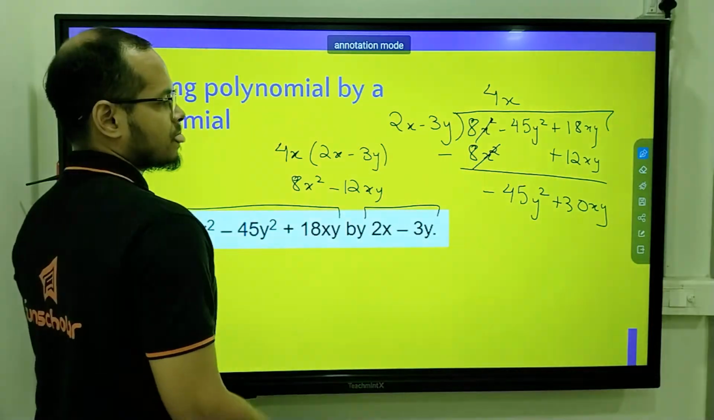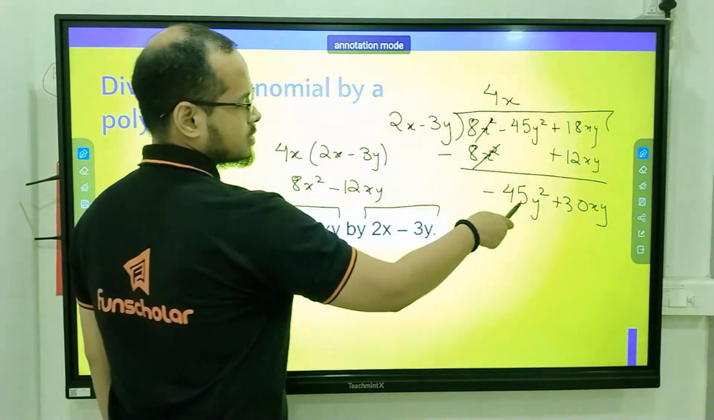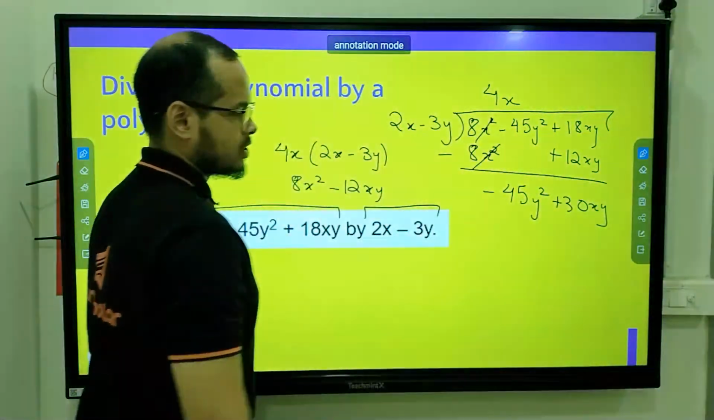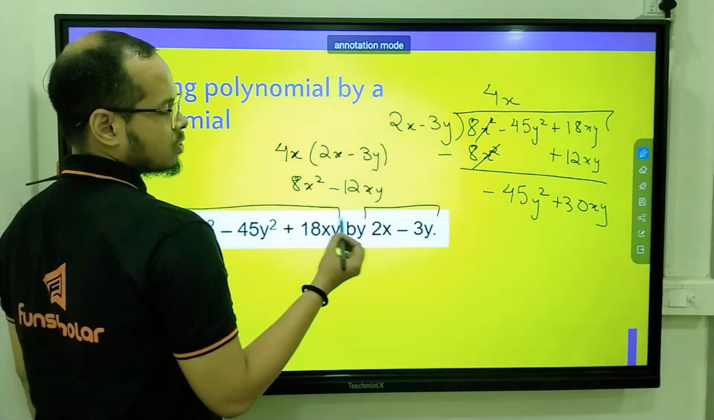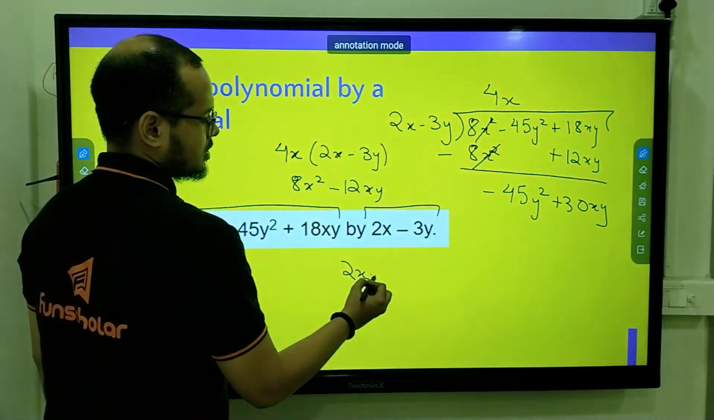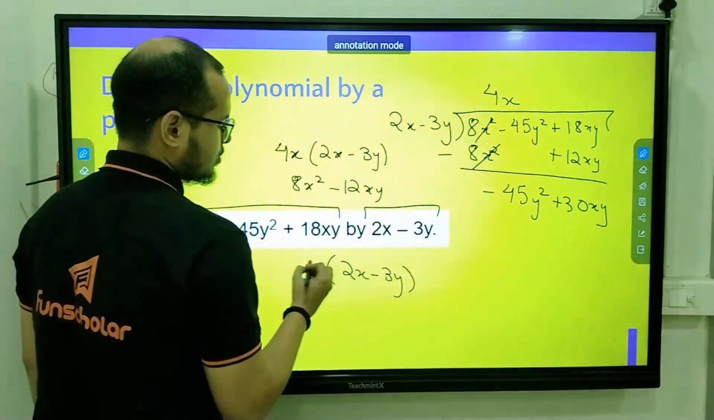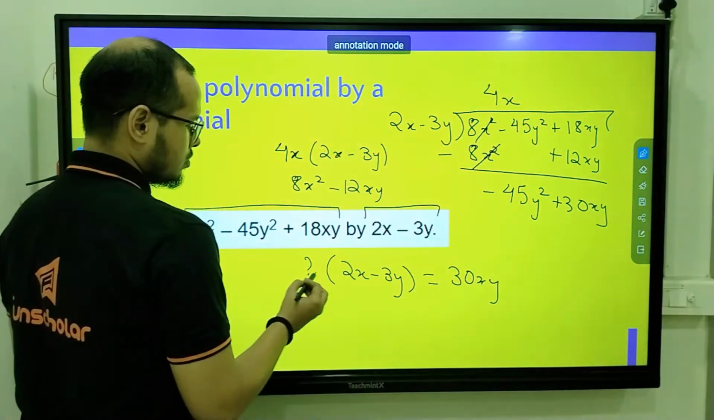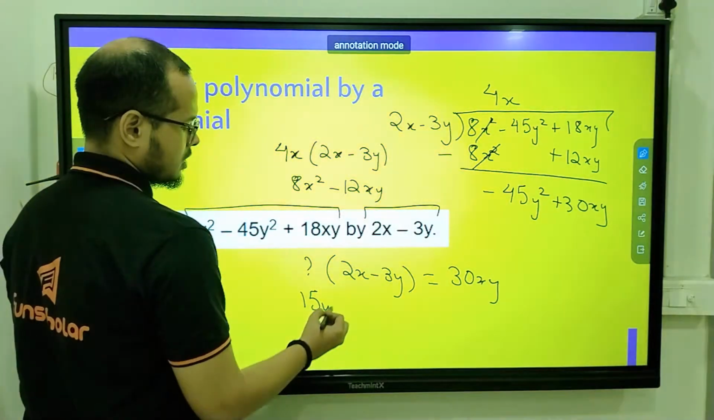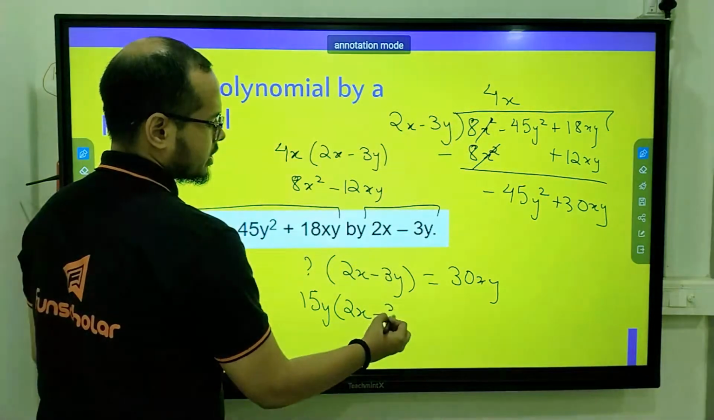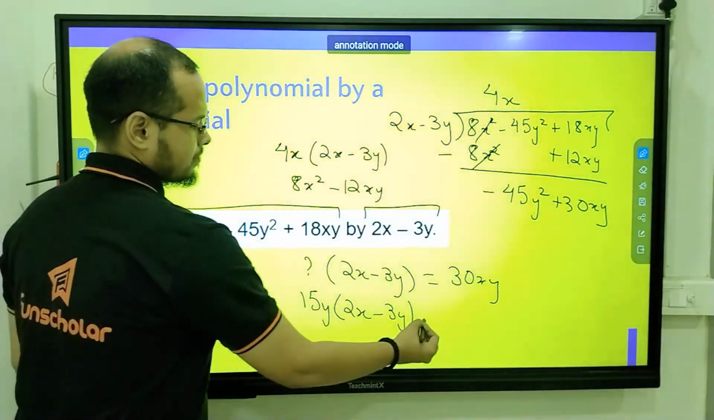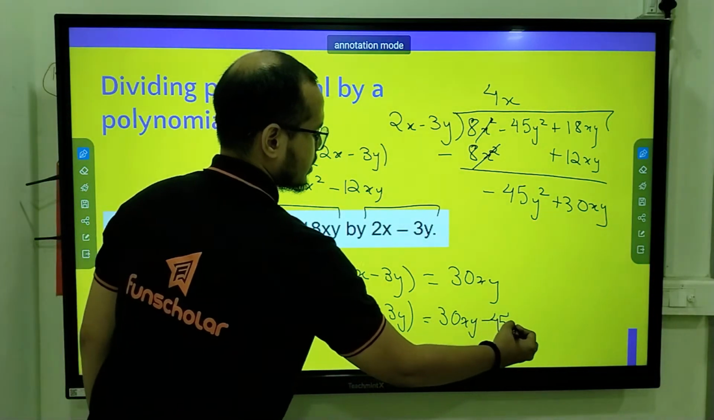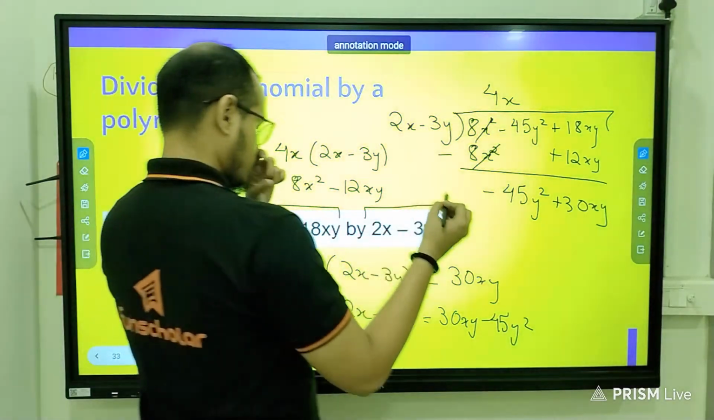Okay, so now what do we have? We have minus 45y square. We are not going to be utilizing the y square term. We are using this 30xy term now. So what should we multiply 2x minus 3y by to get something around 30xy? This is the question. I know we can multiply this by 15y. If you multiply it by 15y, we will get something like this, right? 30xy minus 45y square.